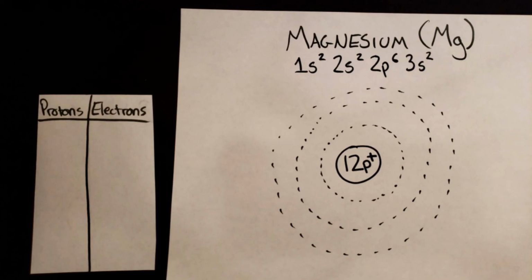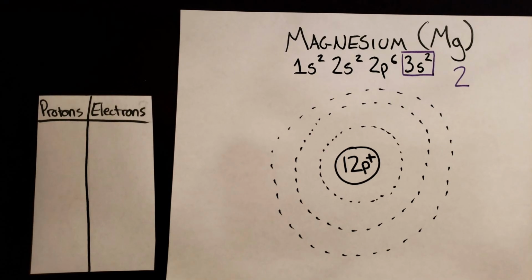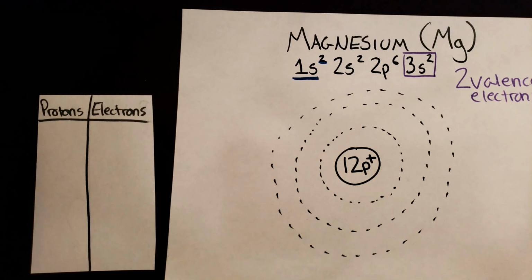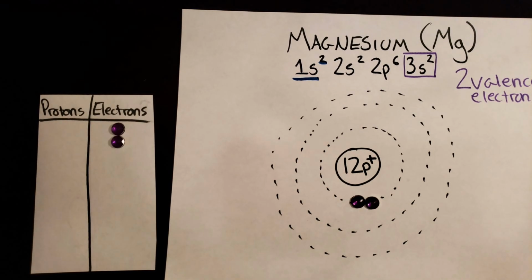So we've been talking a lot about nonmetals. Let's talk about a metal, magnesium. It's element 12 on the periodic table, and it's in row 2 on the periodic table, which means it's going to have 2 valence electrons. You can also figure that out by looking at the highest energy level in the electron configuration. It tells you that there are 2.